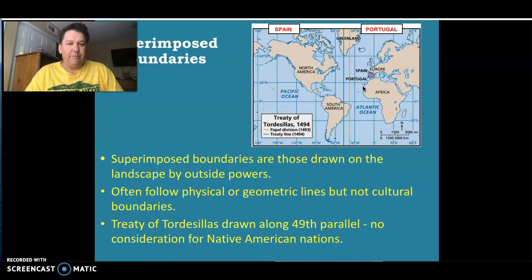Most of the time, these superimposed boundaries are going to follow geometric lines, straight lines, and they typically do not follow any kind of cultural boundaries. They're usually just drawn on a paper, and really no one understands the dynamics that are there.